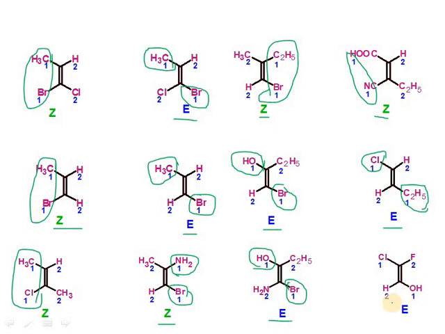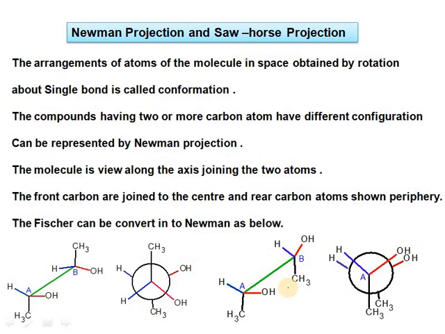In these examples also, where the highest priority groups are on the opposite side, it is designated as capital E. The one where the highest priority groups are on the same side is designated Z, and where the highest priority groups are on opposite sides is designated as E.